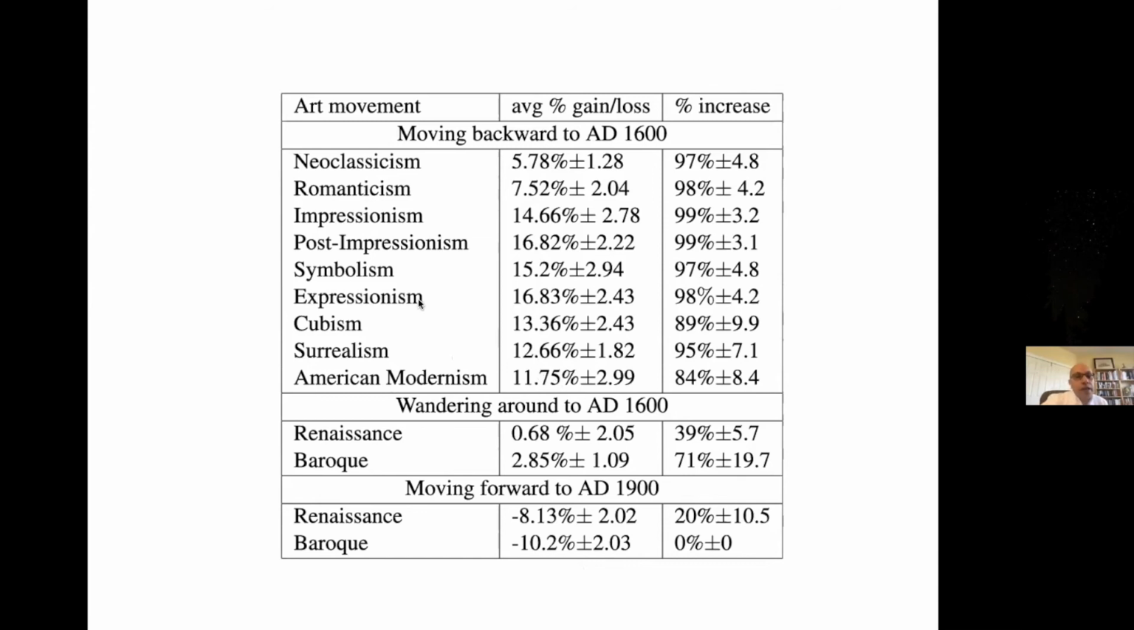For example, if you're looking at expressionism or cubism or post-impressionism, you can find a huge increase in creativity if you move them back to 1600. Compared to neoclassicism, which is basically a reinvention of the Renaissance in the 19th century. If you move it back to 1600, you have only a 5% increase compared to a 16% increase for post-impressionism. So that right away tells us the algorithm is really doing something that makes sense in terms of quantifying creativity and giving a score that captures the novelty and influence that we're looking for.